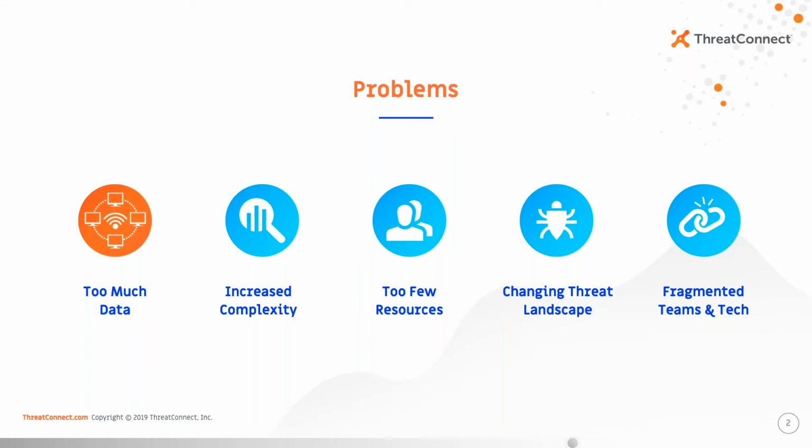We have this increased complexity that was mentioned: cloud, edge, Internet of Things, and our network perimeters are disappearing quickly. We definitely have too few resources. Resourcing definitely hasn't kept up with the increasing data volume and complexity, but even when we see security budgets growing, we often see that going towards more technology, more tools, which only makes the problem worse.